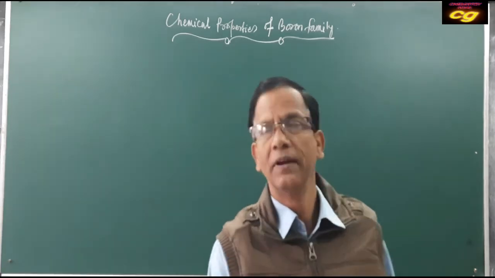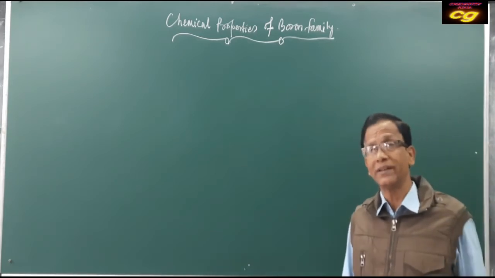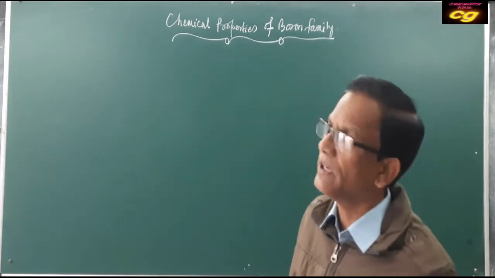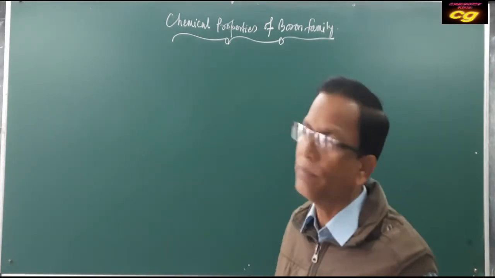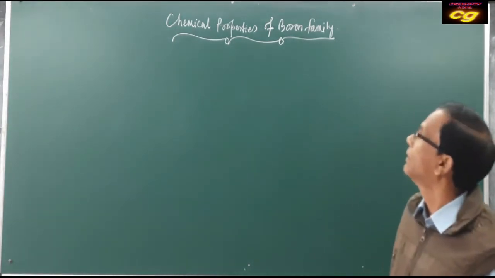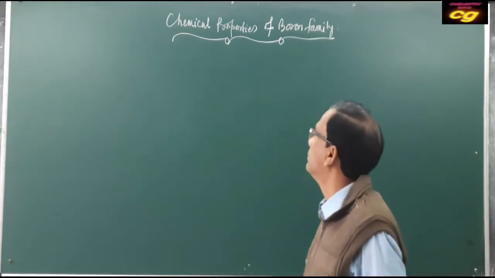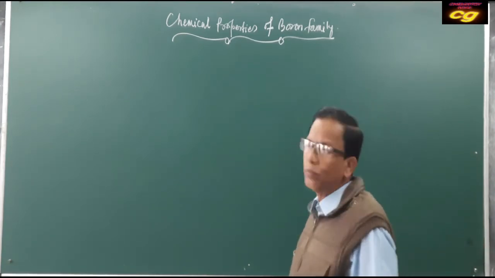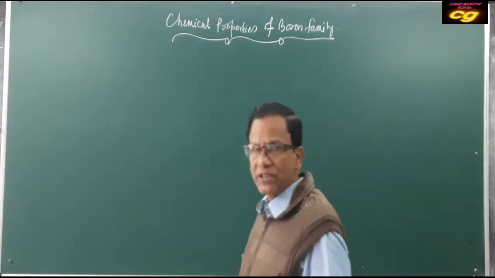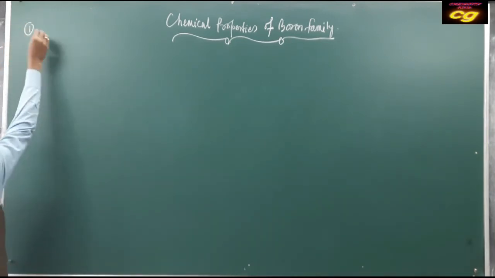Hello students, now we are going to discuss the main important chemical properties of the boron family, that is group 13 elements. In the last class we already discussed the physical properties of the boron family. So what are the main properties shown by elements of group 13? Let us discuss. First, see the reaction with oxygen.